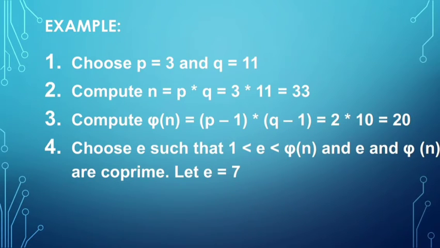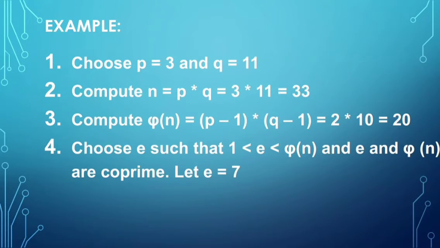Consider the example. First, we are going to choose the two prime number values as p equal to 3 and q equal to 11. In the second step, we are going to compute the n value, which can be computed by p star q, which means 3 into 11, we get the answer as 33. In the third step, we are going to calculate the phi of n value using the formula (p minus 1) into (q minus 1). Here p is 3, and 3 minus 1 will be 2, and q is 11, 11 minus 1 will be 10. Multiplying them, we get the answer of 20.